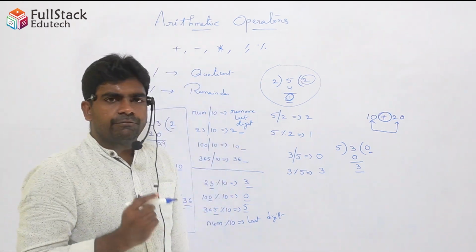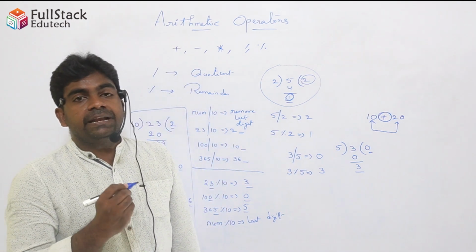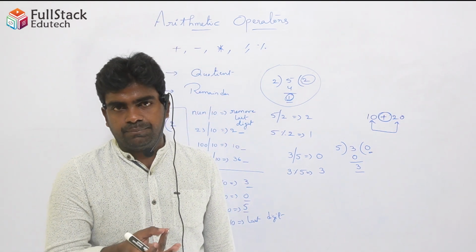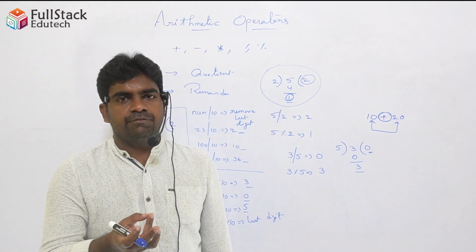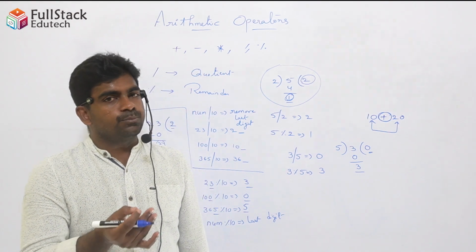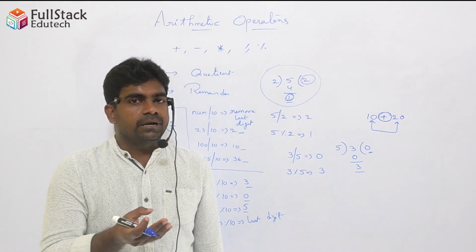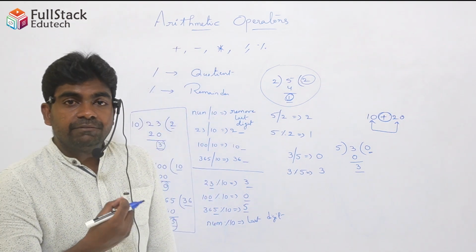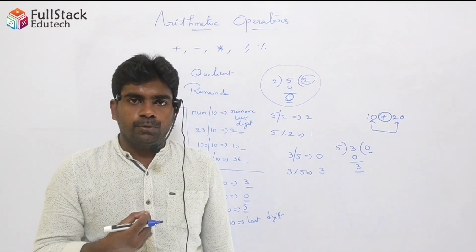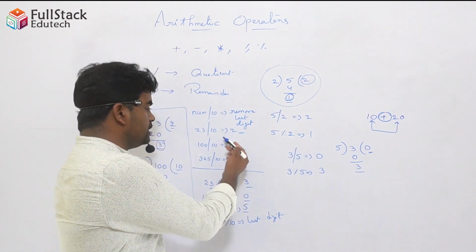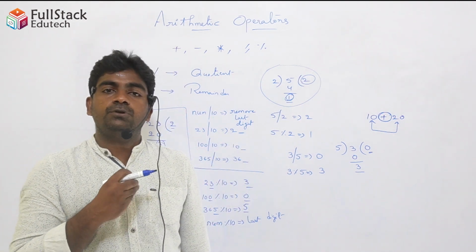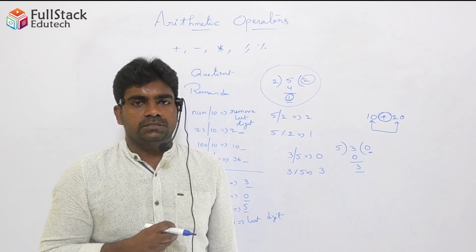These two are very, very important whenever we are learning digit-based programs: reverse number, sum of the digits, find the largest digit, smallest digit, palindrome number, strong number, Armstrong number. Whenever you are developing such programs, we use these two operations only. But we have to learn these two operations in the arithmetic concepts only.